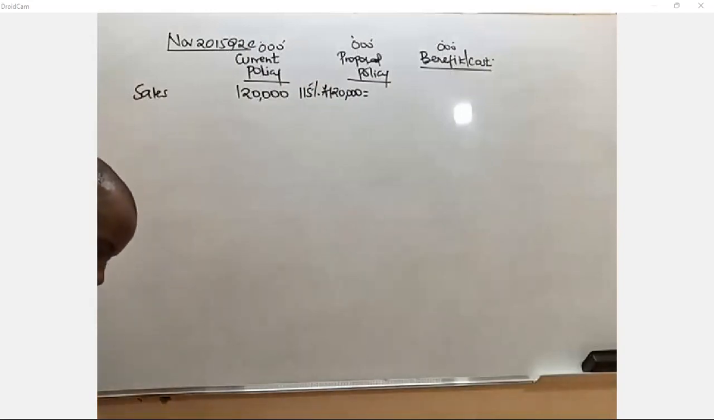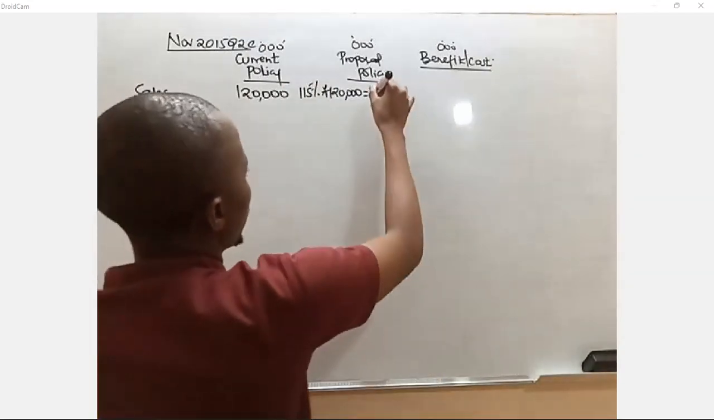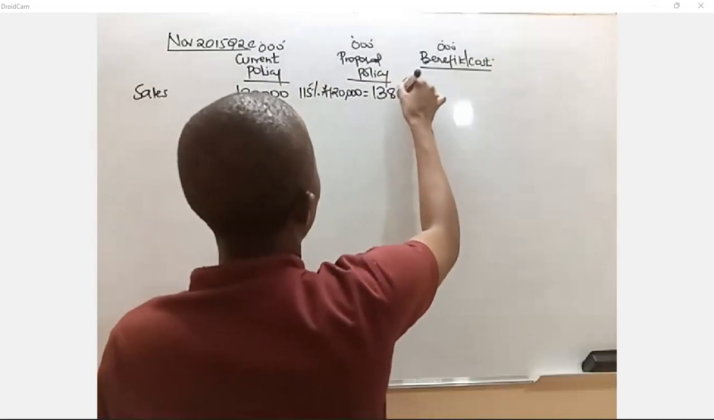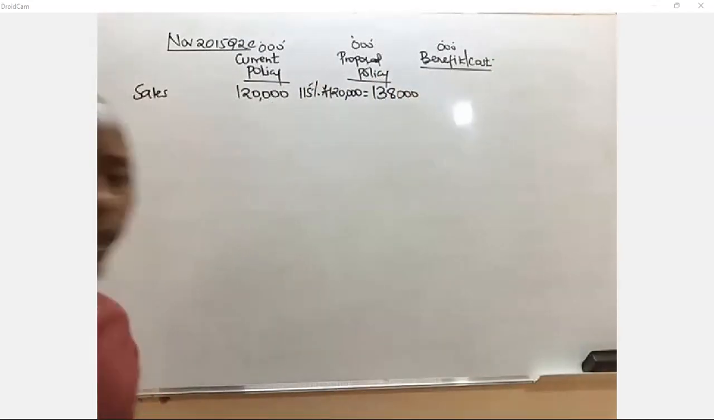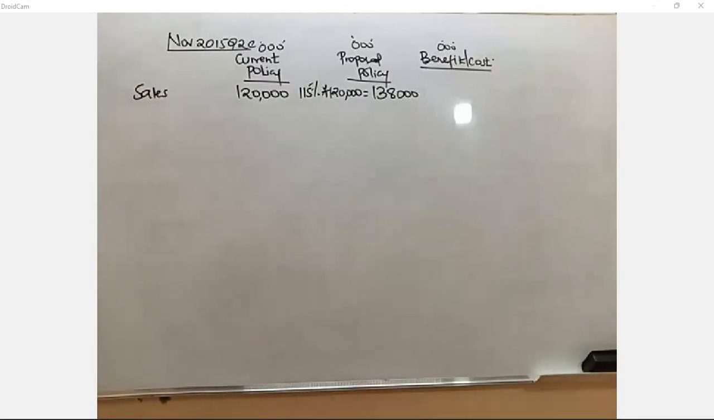115% now. 115% of 120 is how much? Let me take my calculator. So 115%, that is 1.15 times 120,000, getting around 138. Correct. What is the difference between the two? Is it a cost or a benefit?